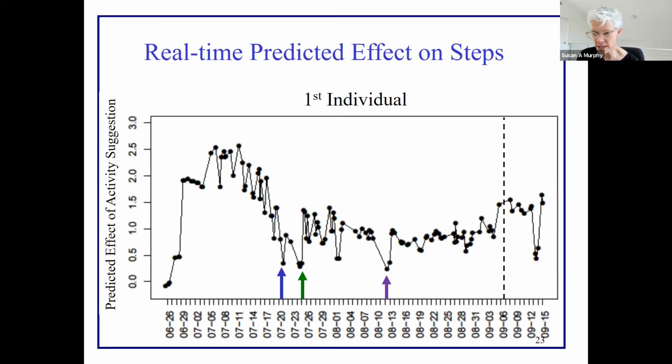So here's one individual in the study. The vertical axis is the predicted effect of the activity suggestion, and you see the dots. Those are the predicted. And the scale here is not meaningful except that if it's greater than 0, that means the algorithm is saying you're probably going to be responsive if you get a message. The horizontal axis is the time point. So this went in last summer and last fall. And you see this individual, they start off not very responsive in June 26. And then all of a sudden they get very responsive to getting a message, really high.